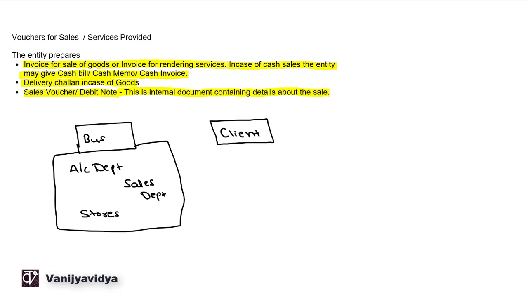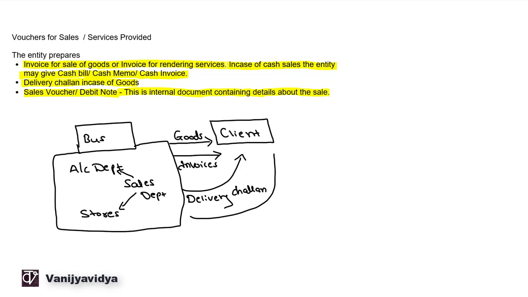Whenever there is a sale of goods, the sales department will intimate the accounts department to prepare an invoice, and the stores department to dispatch the goods. You will be sending goods along with the invoice, and you will also be sending a delivery challan to the client. The client will sign one copy of the delivery challan as an acknowledgement of receipt, and then that copy will be sent back to you.